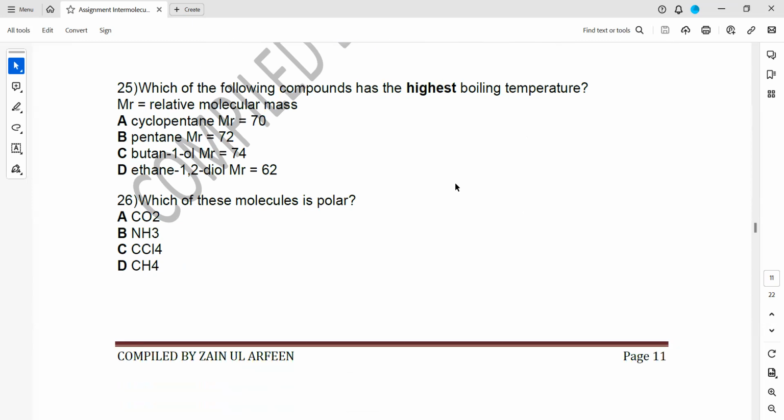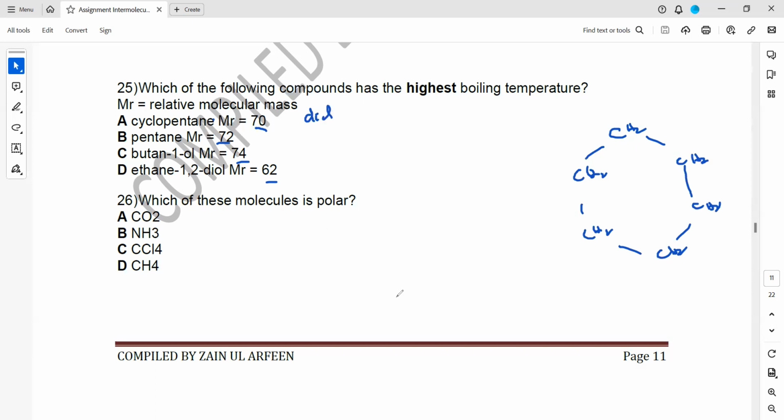In question 25, which of the following compounds has the highest boiling point? Look, their relative molecular masses are given, as you can see. So if relative molecular masses are given, then what will you check? You will check the type of force. Cyclopentane is a cyclic compound, so this will be CH2, CH2. There are no dipoles. There is no hydrogen bond because hydrogen is not bonded with fluorine, nitrogen, or oxygen. So what kind of force exists in cyclopentane? The force is dipole-induced dipole force.